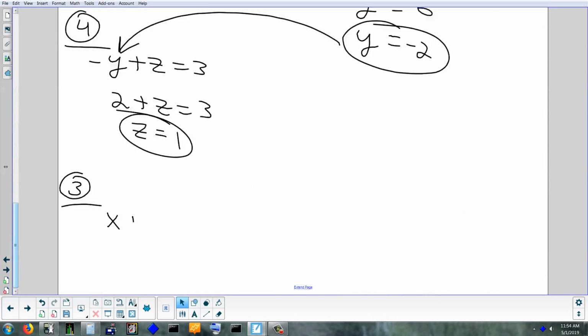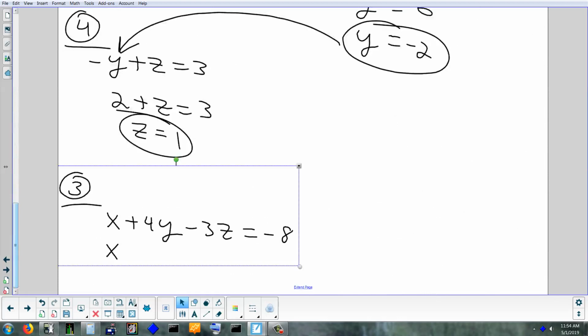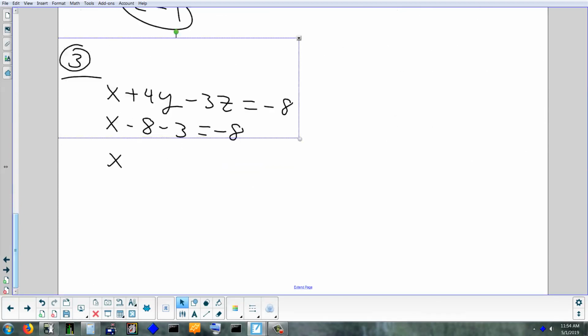That's all I remember. x plus 4y minus 3z equals negative 8. Okay, so y is negative 2. What's 4 times negative 2? Negative 8. Now, negative 3 times z is 1. What's negative 3 times 1? Negative 3. Negative 8 minus 3 equals... What's negative 8 minus 3? Negative 11.